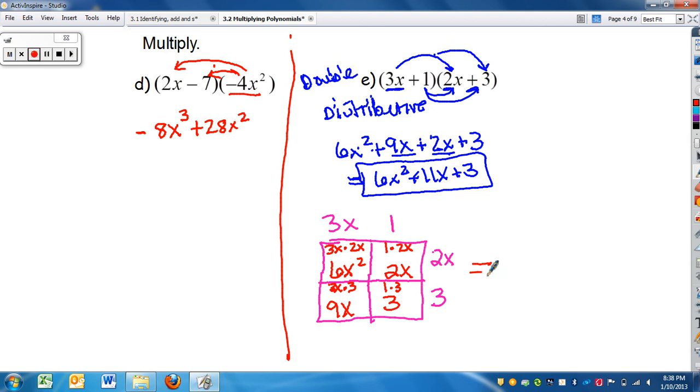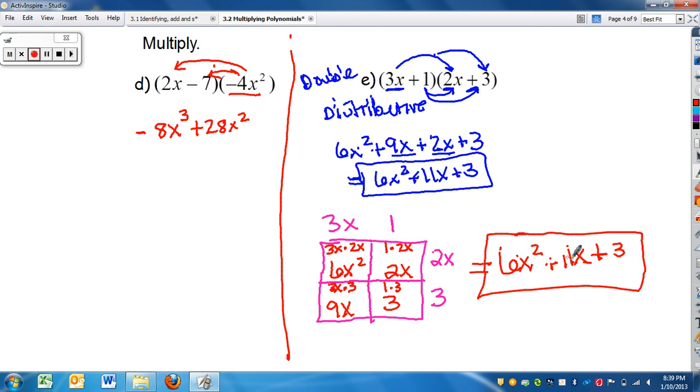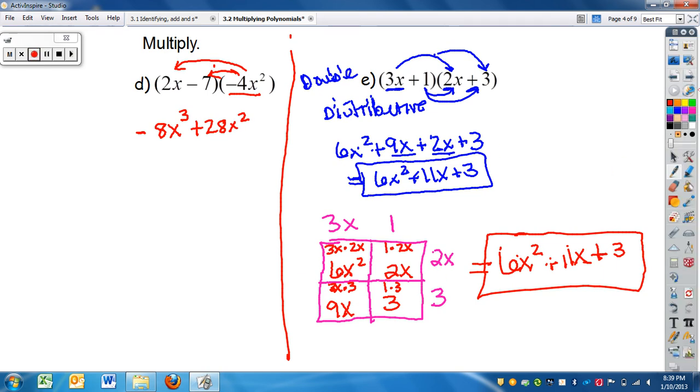Then, from the box, I'm not done there. I need to combine like terms and write my final answer. So notice I have only one x squared term, so I have 6x squared. Then I need to combine 2x and 9x. I'm not multiplying, I'm adding. So that gives me 11x, and then plus 3. Notice on both, because we're just using two different methods to do the same problem, I got the same answer, and notice the terms I got when I distributed are the terms I got inside the box.